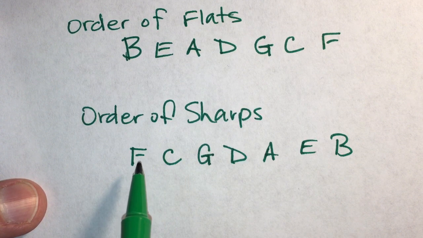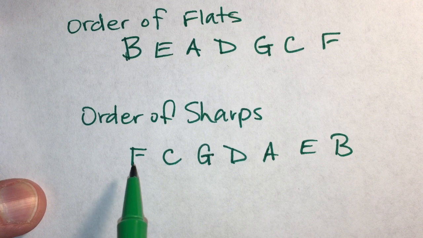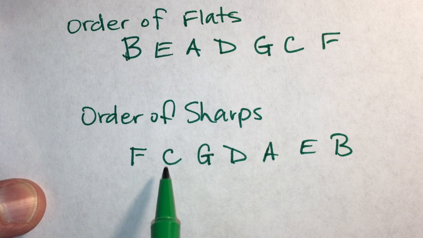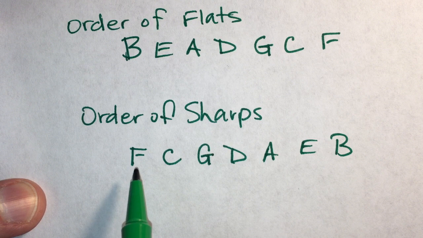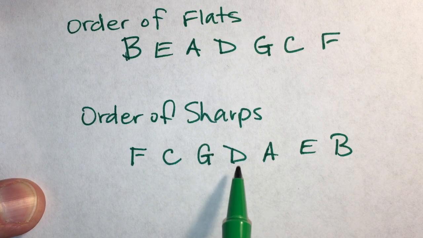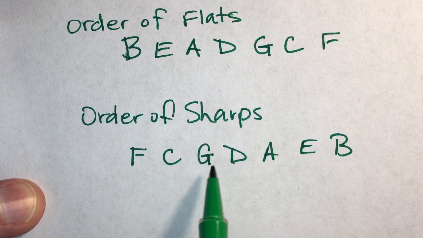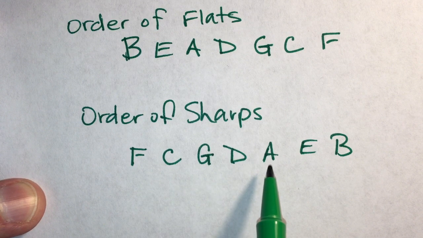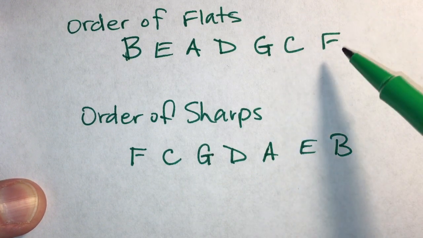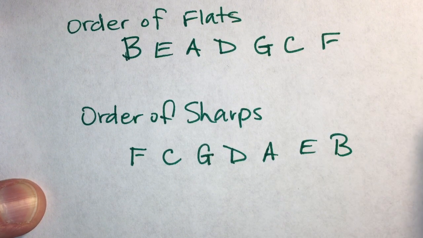If you have one sharp in your key signature, it's only and always going to be F sharp. If you have two sharps in your key signature, it's only and always going to be F sharp and C sharp. If you have seven sharps, it's going to be F sharp, C sharp, G sharp, D sharp, A sharp, E sharp, and B sharp. You're never going to have flats and sharps in the same key signature.